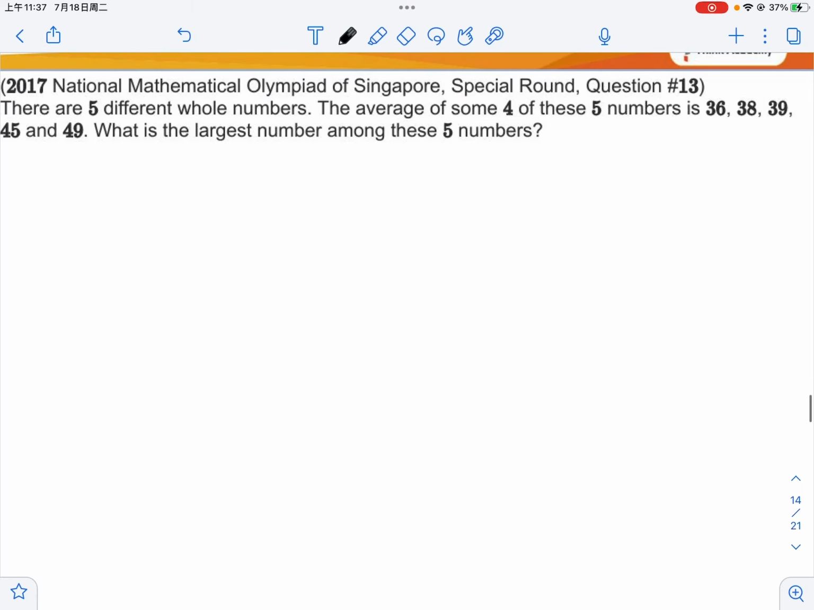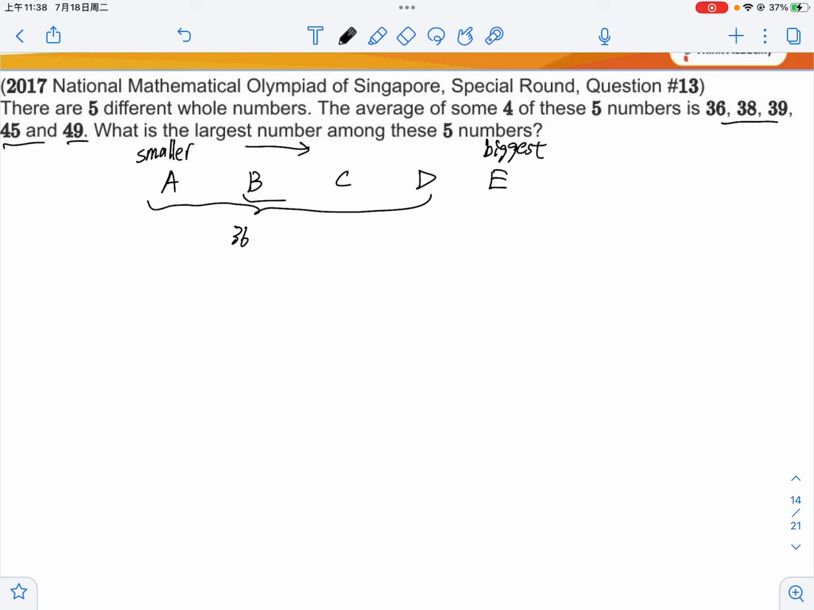Now let's look at this question. There are 5 different whole numbers, the average of 4 and 5. Yeah, this one is also very easy. So let's assume A, B, C, D, E are the 5 numbers, from the smallest to the biggest. So the smallest average of four numbers is A, B, C, D, which is 36, and the others are 38, 39, 45, and 49.